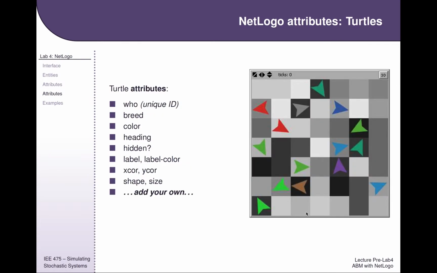Turtles. So this is sort of the traditional shape, this funny little triangular, kind of GPS-looking shape. Turtles, these are the things that move. So they're shown one per patch here, but you can have multiple in a patch, and they don't have to be centered on the patch as well. So turtles come with a bunch of attributes. Who, so that's a unique ID to the turtle.